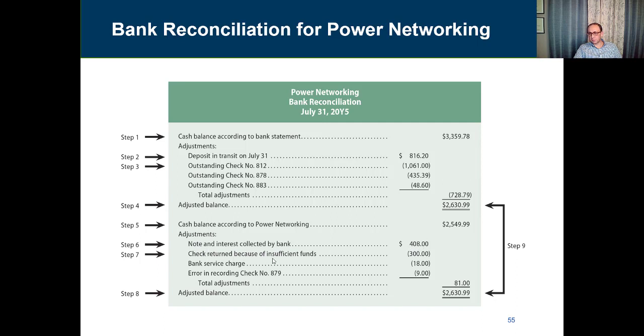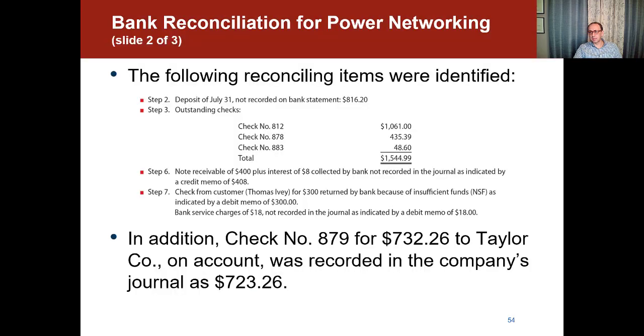We have the check returned because of insufficient funds, or NSF. That has to be subtracted, $300. We have the bank service charges. They have to be subtracted. And then we have this error correction for $9. So why are they subtracting the $9? Let's try to understand that.